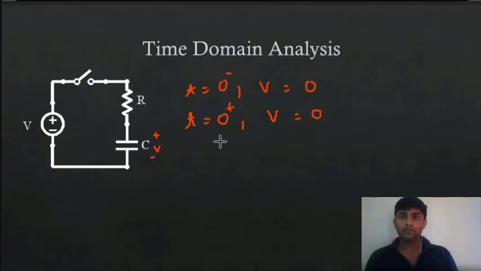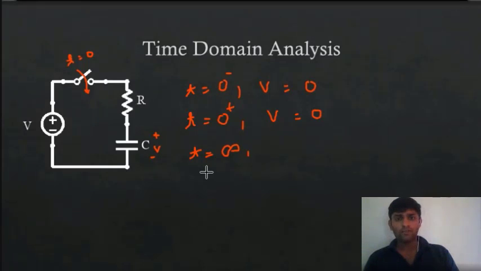That's correct. And at t equal to infinite, can you tell me what will be the voltage across this capacitor? Again, this was switched at t equal to 0. Then what will be the voltage at infinite? Okay, Vishal Yadav is saying V minus IR. Okay, Ankit Vishwakarma is saying IR. Does anyone else have a different answer?